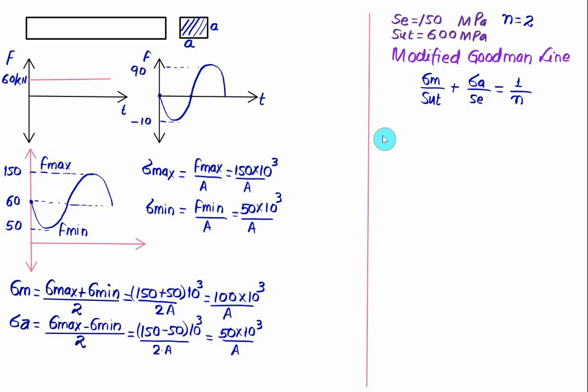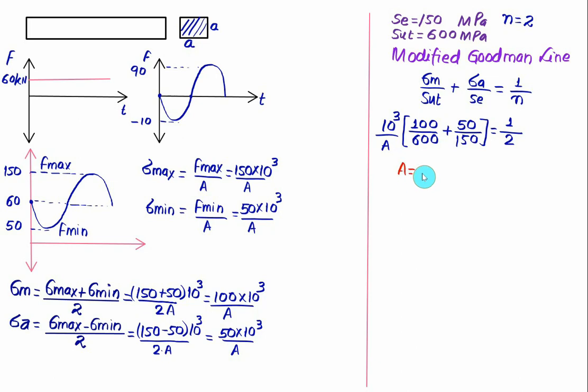So 10 to the power 3 by area, we will take it common from both the terms. So we have 10 to the power 3 divided by area. Then sigma m is equal to 100 divided by SUT, which is equal to 600. So we have 100 divided by 600 plus amplitude value is 50 divided by A, 10 to the power 3 already taken common, divided by endurance strength, which is equal to 150, is equal to 1 divided by factor of safety, that is equal to 2. Solve this, you will get the area A.